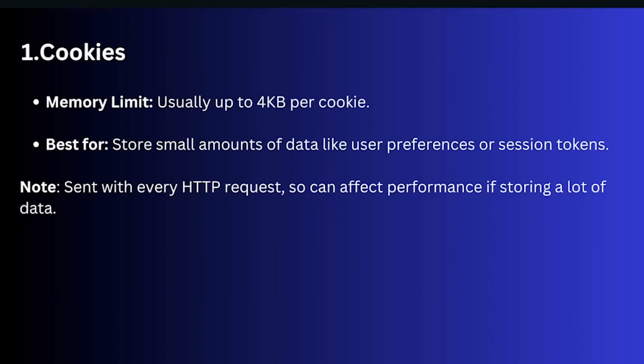Number 1. Cookies. The memory limit of cookies is usually up to 4 kilobytes per cookie. Cookies are best for storing small amounts of data like user preferences or session tokens. Cookies are sent with every HTTP request, so can affect performance if storing a lot of data.